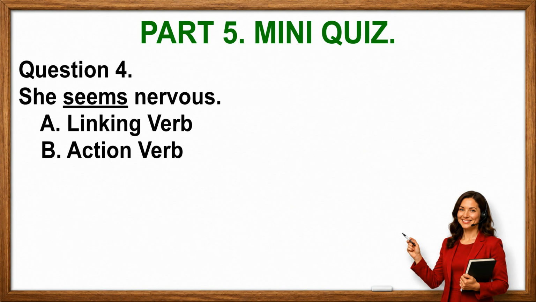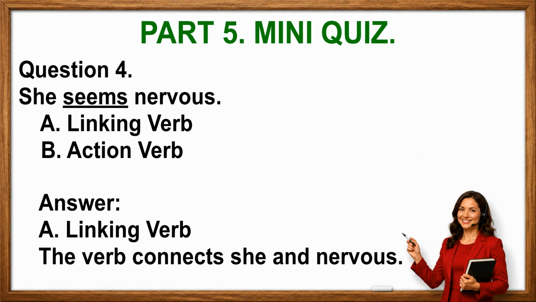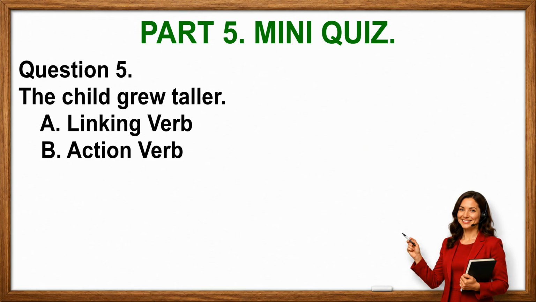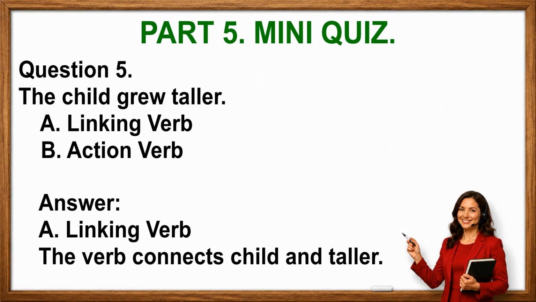Question 4. She seems nervous. A, linking verb, B, action verb. Answer A, linking verb. The verb connects she and nervous. Question 5. The child grew taller. A, linking verb, B, action verb. Answer A, linking verb. The verb connects child and taller. Excellent! You're doing great.